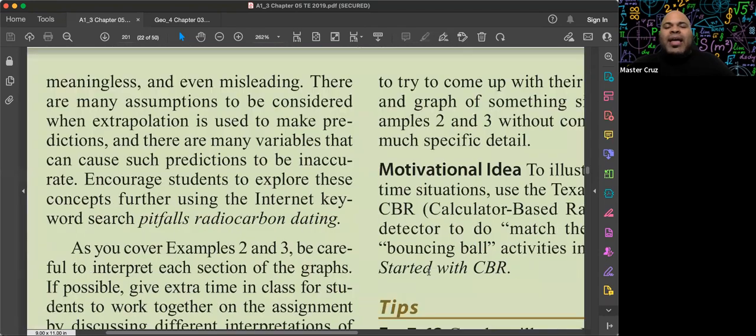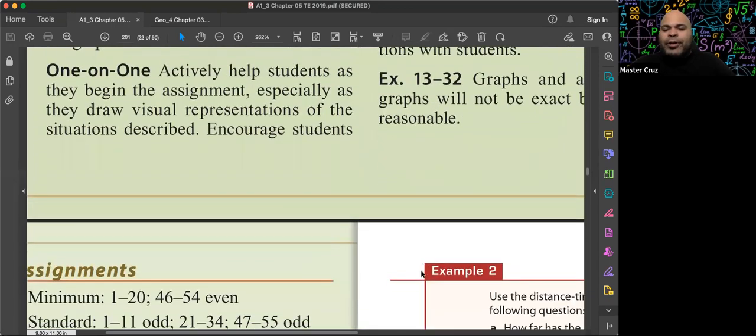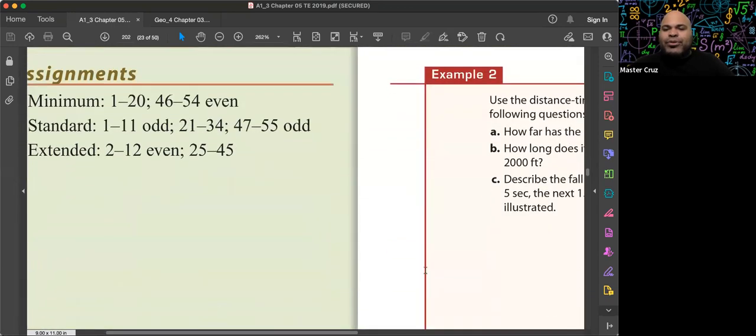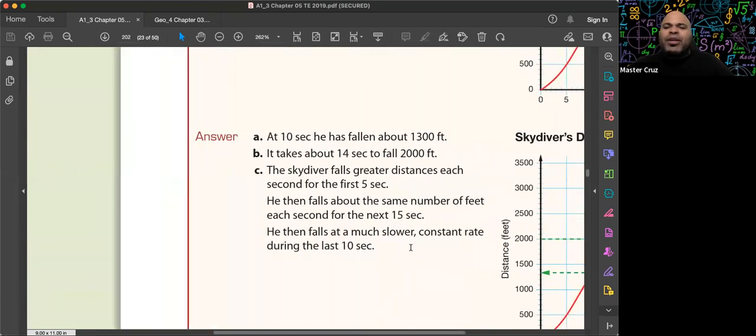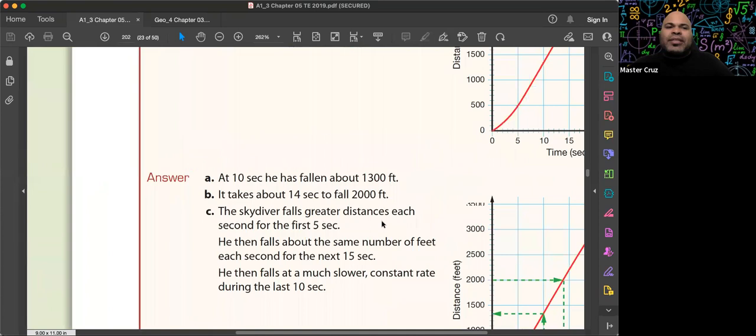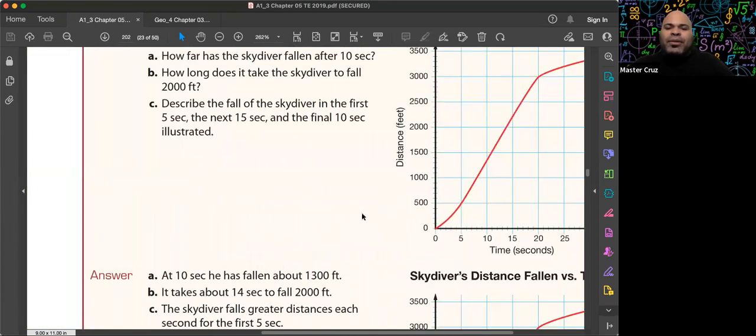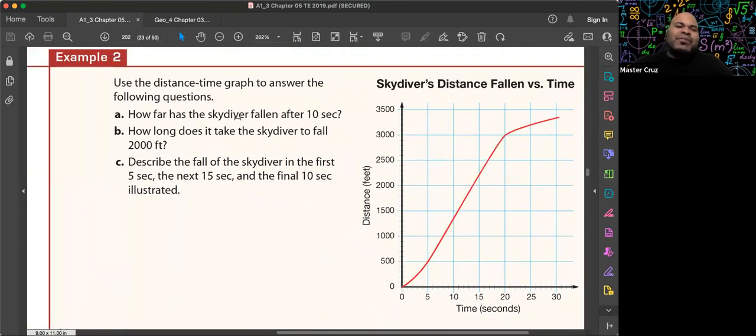So let's look at the last example. Well, actually, let's look at example 2 real quick so that we can understand a little bit of what's going on. And this example is actually really, really good because this has to deal with skydiving. Use a distance-time graph to answer the following questions.